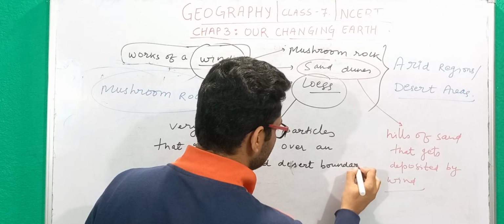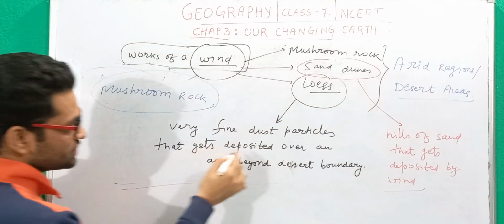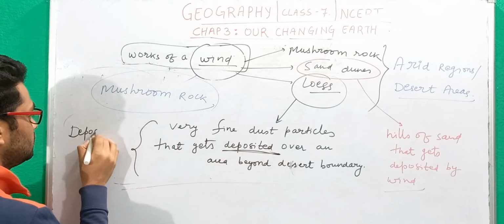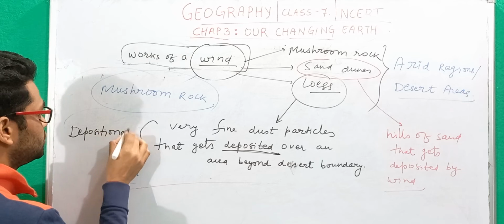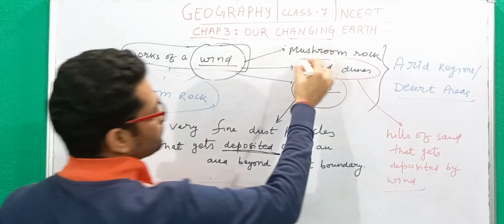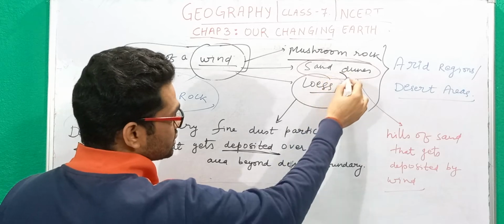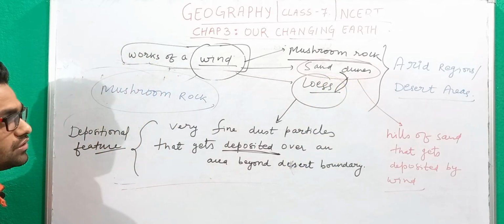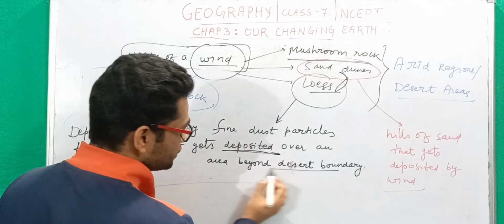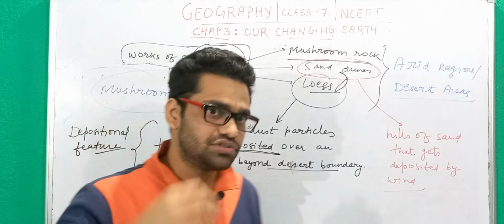So this is a depositional feature, very fine dust particles that get deposited. This mushroom rock was not depositional, it was an erosional feature. Sand dunes and loess are depositional features of wind. Okay, very fine dust particles get deposited over an area beyond the desert boundary. Why am I telling you about beyond the desert boundary? Why not within the desert boundary?